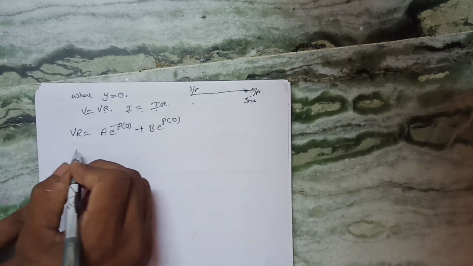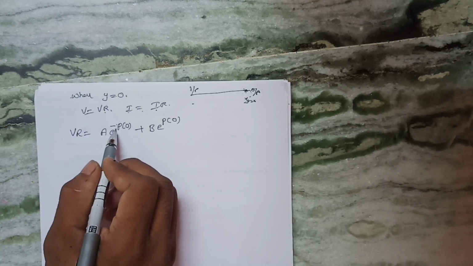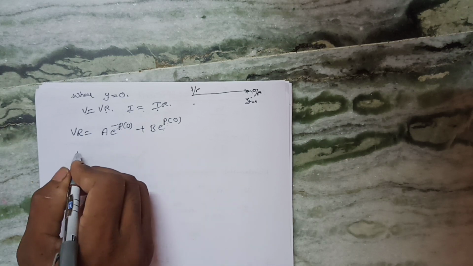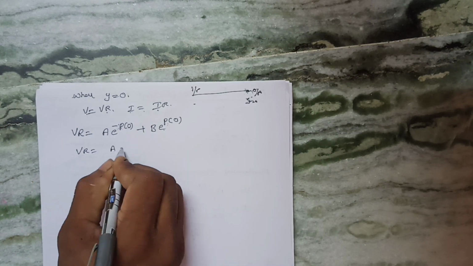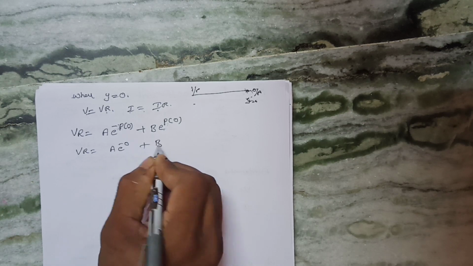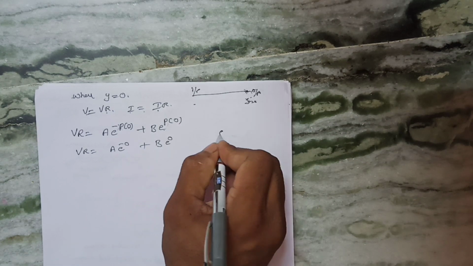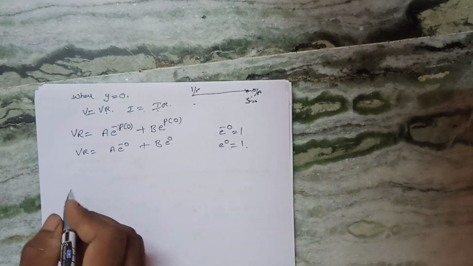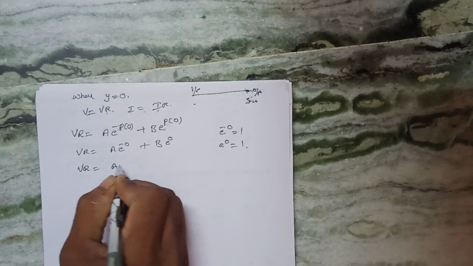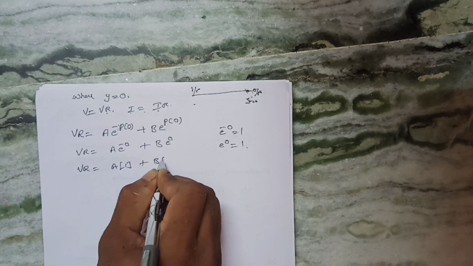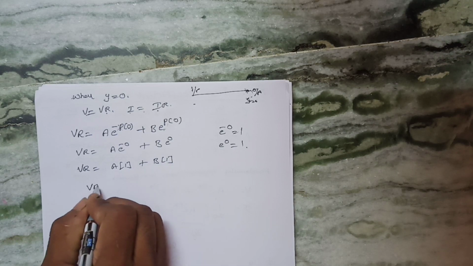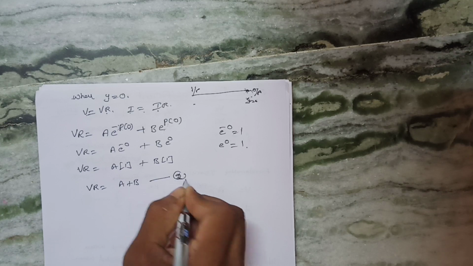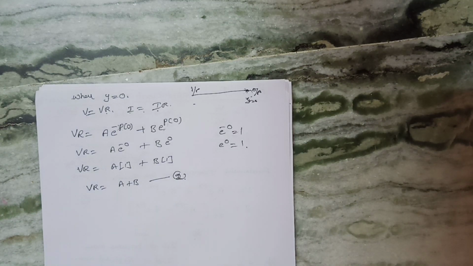Similarly, exponential minus P into 0 equals P into 0, which is 0. Exponential P into 0, 0. So therefore, V_R is equal to A into exponential minus 0 plus B into exponential plus 0. So exponential minus 0 is equal to 1, exponential 0 is equal to 1. So therefore, V_R is equal to A of 1 plus B of 1. Then we get V_R is equal to A plus B, equation 2.